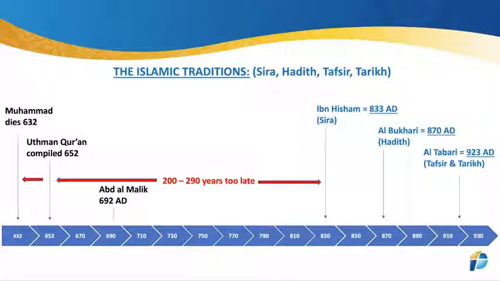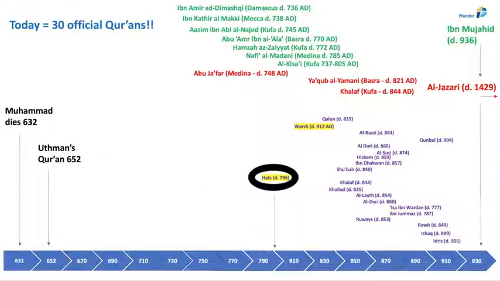They come 200 to 300 years later. Looking at all of the Qira'at that we're looking at, the 7 green Qira'at, the 3 that were added, making the 10 official Qira'at, and then the other 20 that were added to that. That is 30 Qira'at, 30 different Qira'at. They all come after Abd al-Malik. That's significant. And we'll be talking about that more.